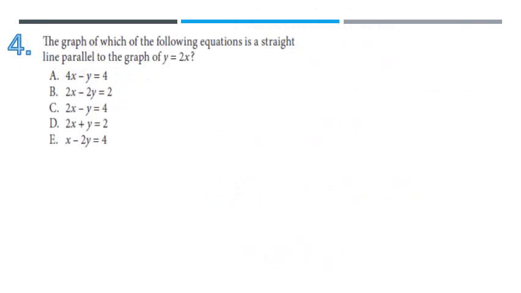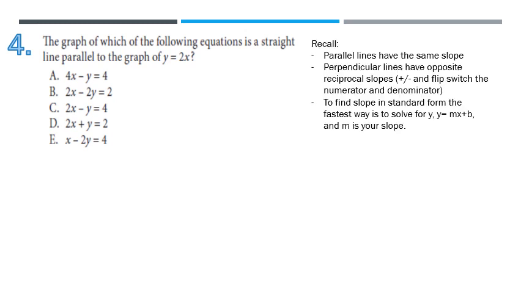Number four says the graph of each of the following equations is a straight line parallel to the graph y equals 2x. The graph of which of the following? So things we need to recall is that parallel lines have the same slope. Perpendicular lines have opposite reciprocal slopes. That means one is positive, one is negative, and we flip slash switch the numerator and denominator, right?